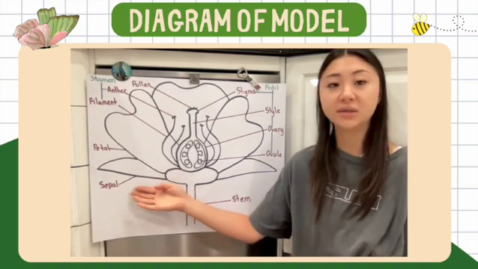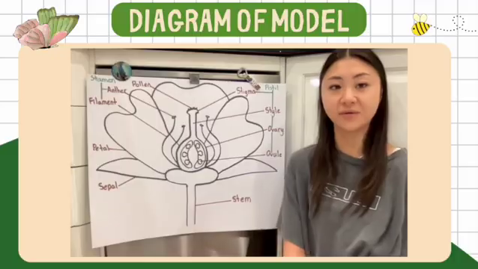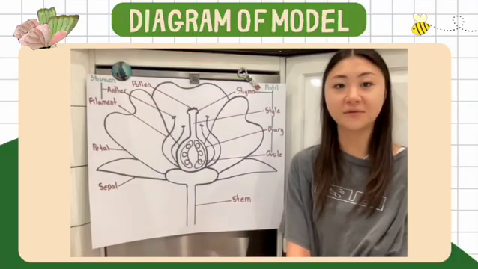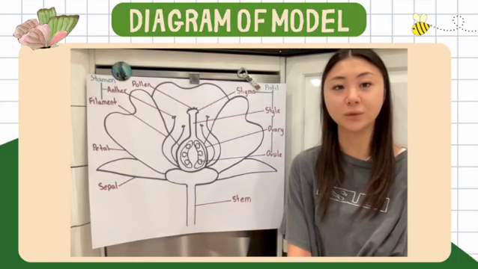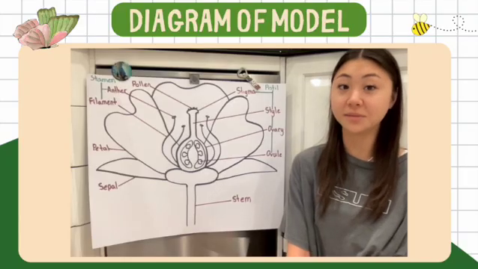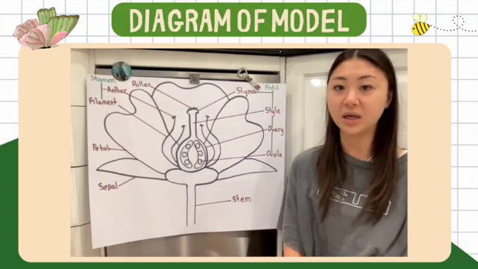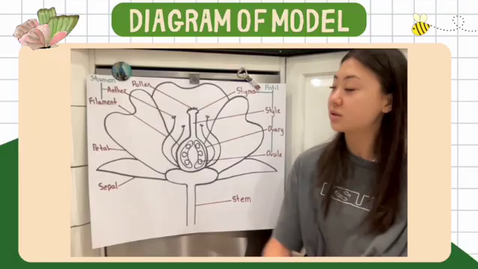Second, we've got the sepal. The sepals are the green leaf parts usually found at the base of a flower. They help protect the flower bud before it opens, a bit like a shield. They've adapted to be tough and sometimes even hairy to stop insects and animals from eating the bud or damaging it before it blooms.